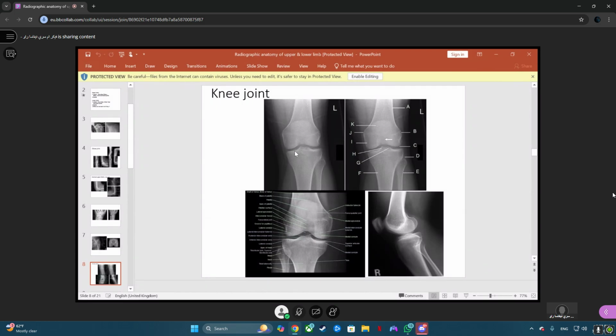In this joint there are structures called menisci, which cannot be clearly seen in X-rays, but they are the cartilages present over the upper articulating end of the tibia. Medial and lateral menisci will be present. In the lower part of this X-ray, you can see a small bone, the fibula, articulating with the tibia at the upper tibiofibular joint.